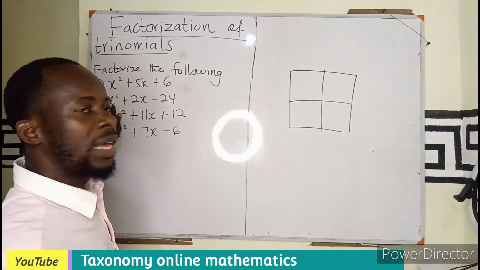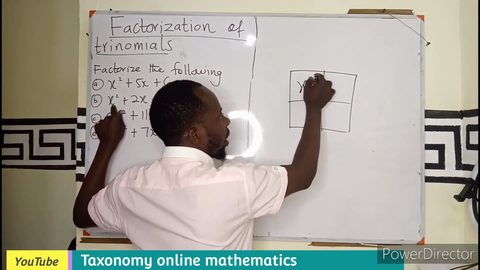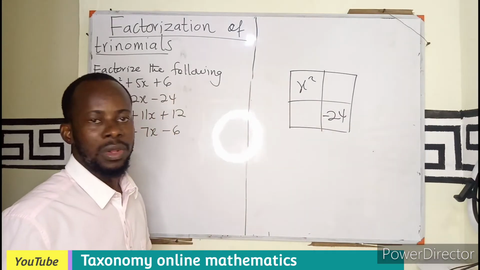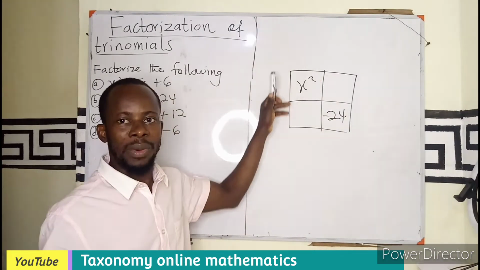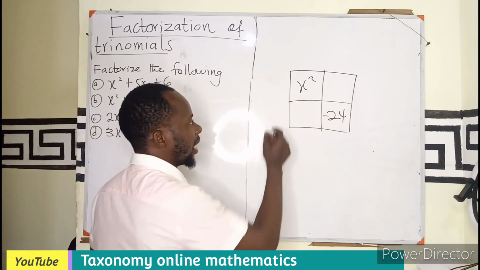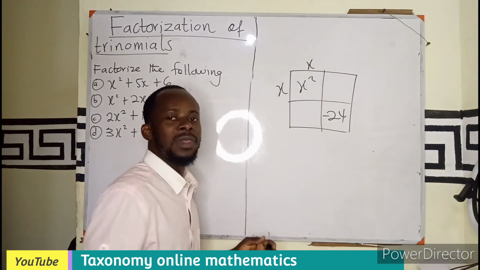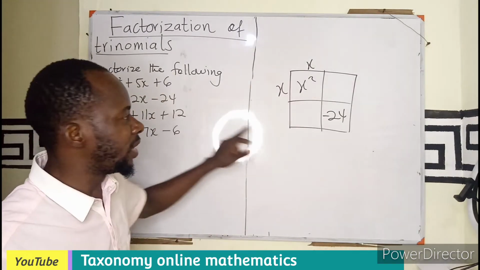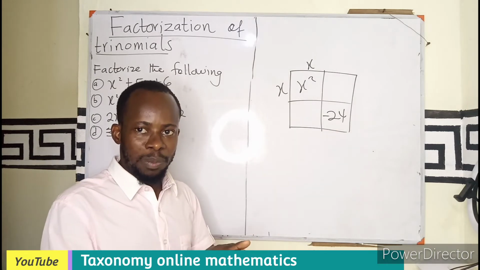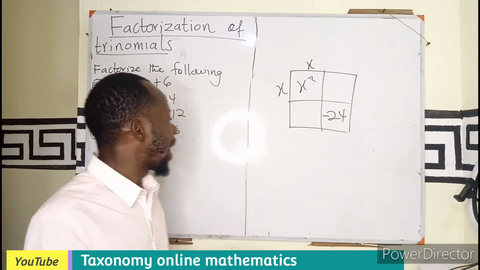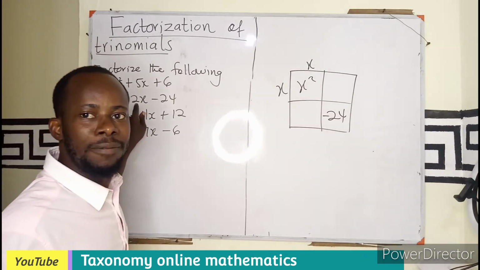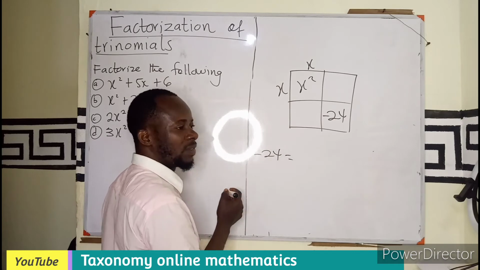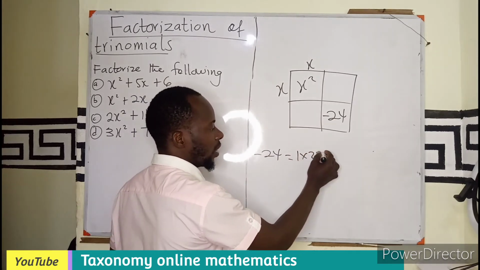We start with the x squared term. So x squared, the c term is minus 24. Right away, I'm looking for factors that when I multiply, I get my x squared, and that becomes x times what? X. So in this case also, I am looking for factors of negative 24. When I multiply, I get that negative 24. But when I add, I should be getting what? Positive 2.